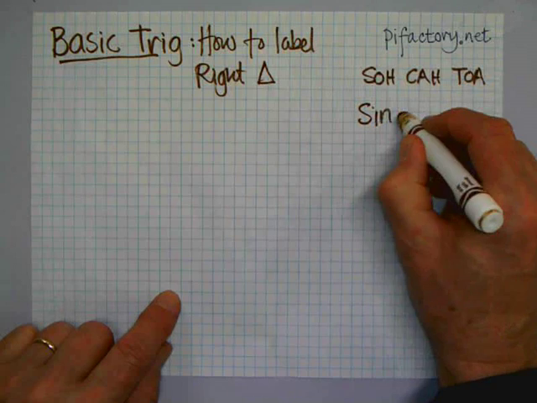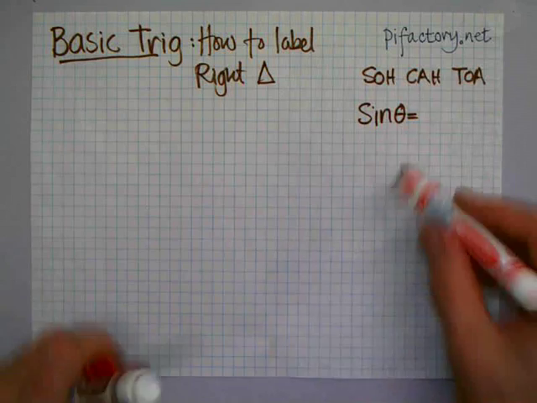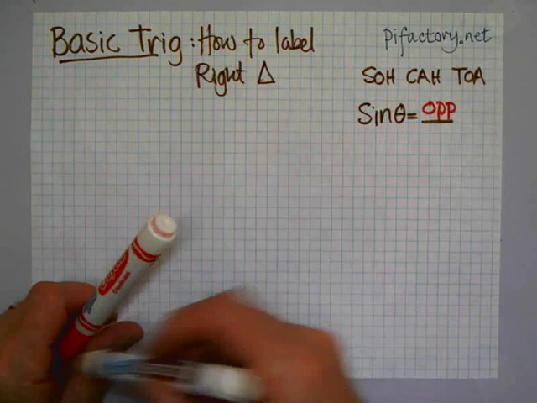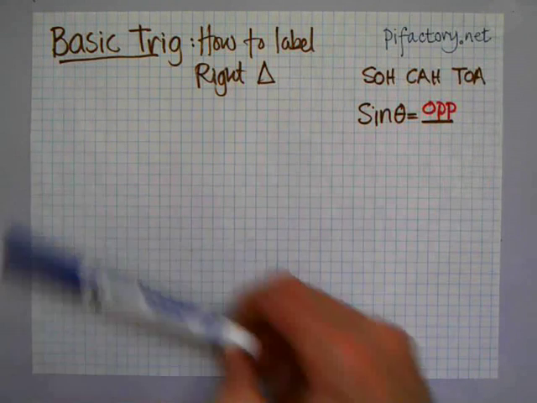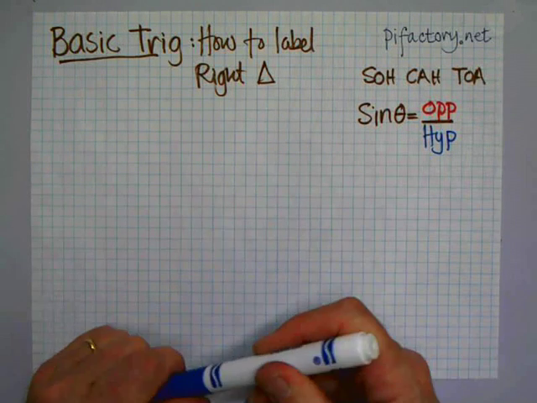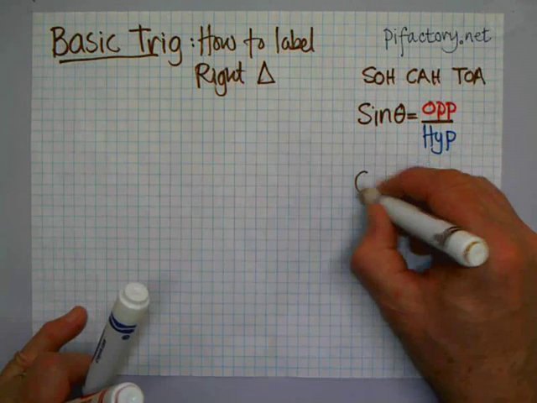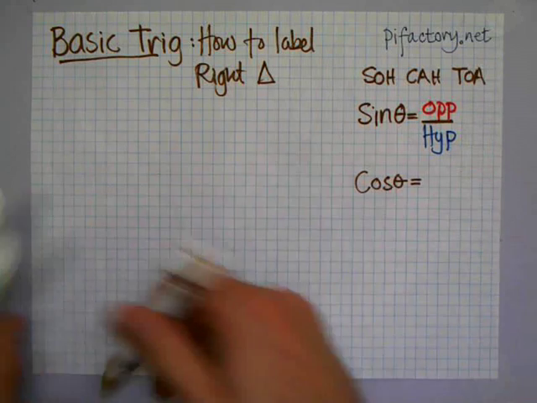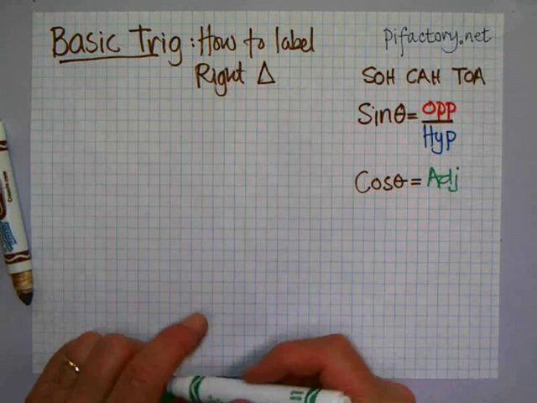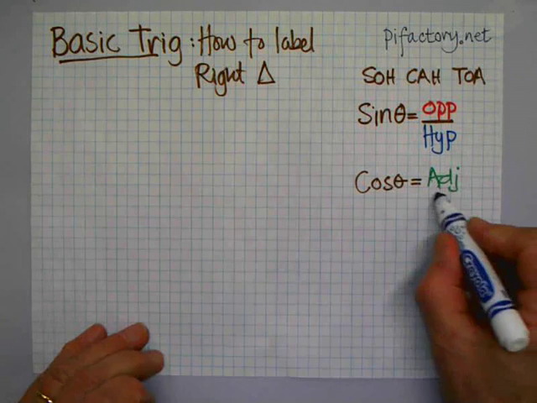We know them well. Sine theta is going to be, let's color code this just to try and make it easier, opposite over hypotenuse. Just use HYP for hypotenuse, and OP for opposite. Cosine theta, well, that's going to be the adjacent side, ADJ, we'll say, over hypotenuse.